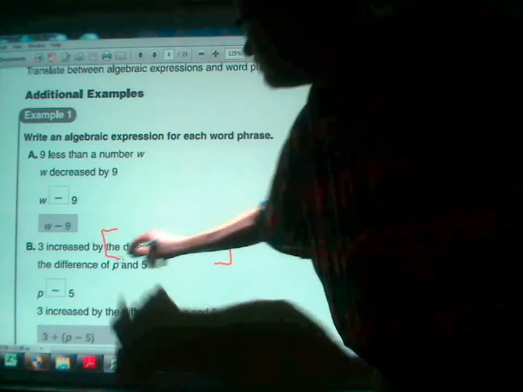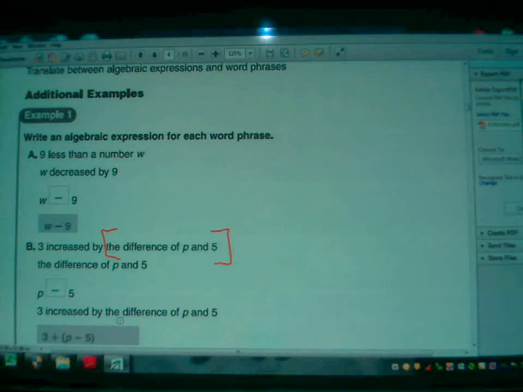All right, the difference of P and 5. Well, difference implies that this is a subtraction problem. And what are we subtracting? Well, if it's a 3 and 5, we'd be subtracting 3 and 5. But it doesn't say 3. It says the variable P. So we're subtracting P and 5, which is exactly what I wrote here.